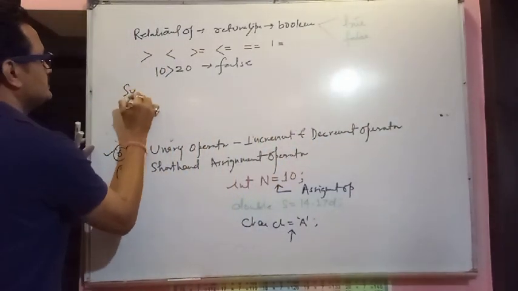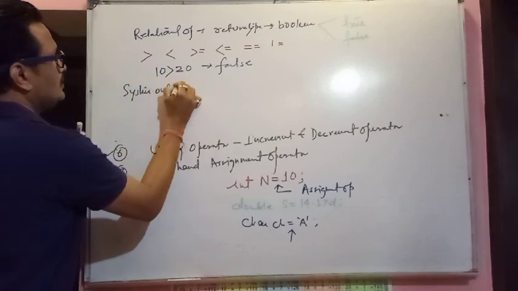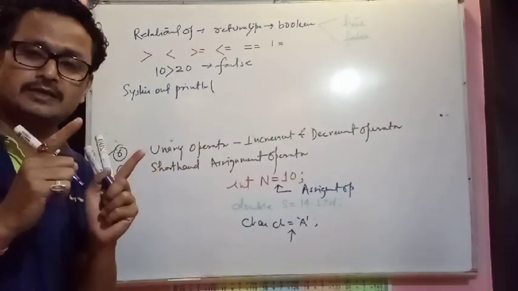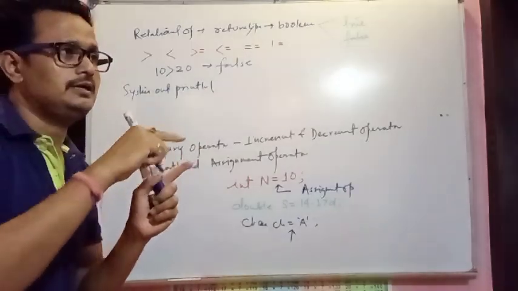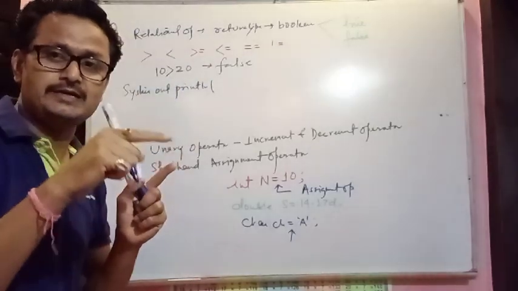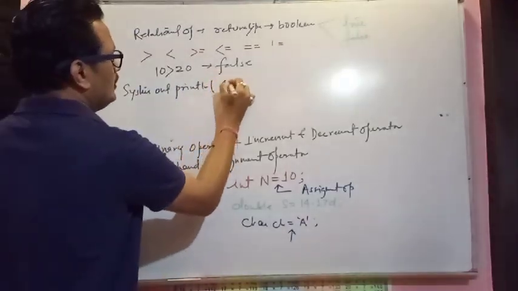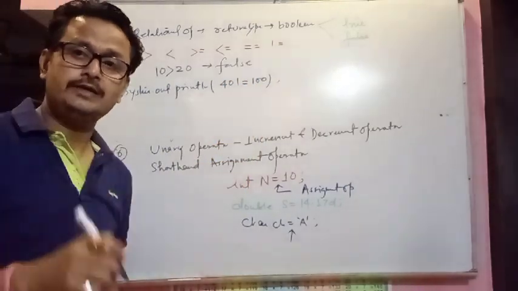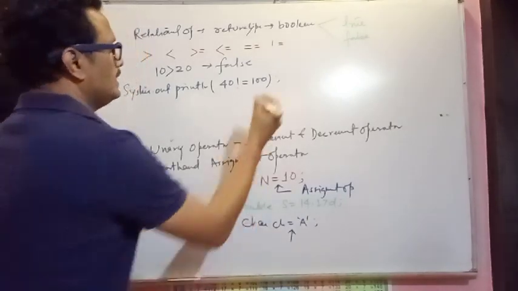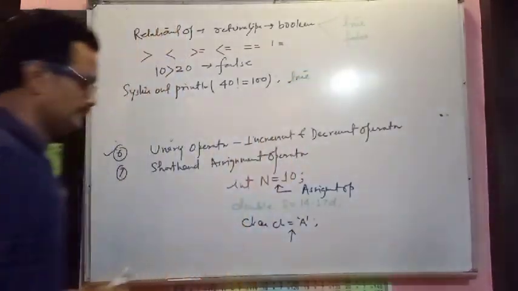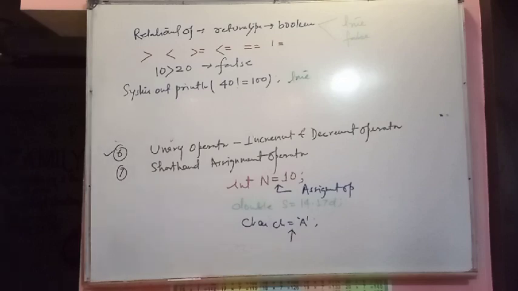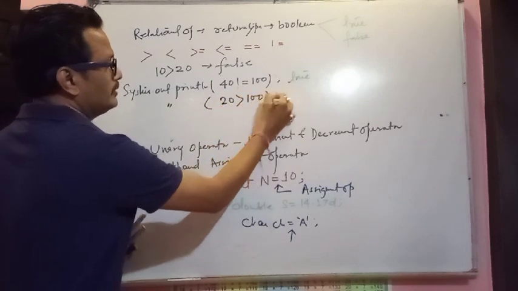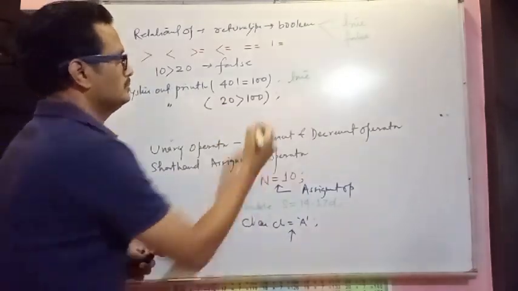If you write system.out.println, already discussed in a previous video how to print in the same line or change the line, print and println. Here 40 is not equal to 100. Yes, this is true. Your answer will be true. If you write system.out.println 20 is greater than 100, no, this is false.